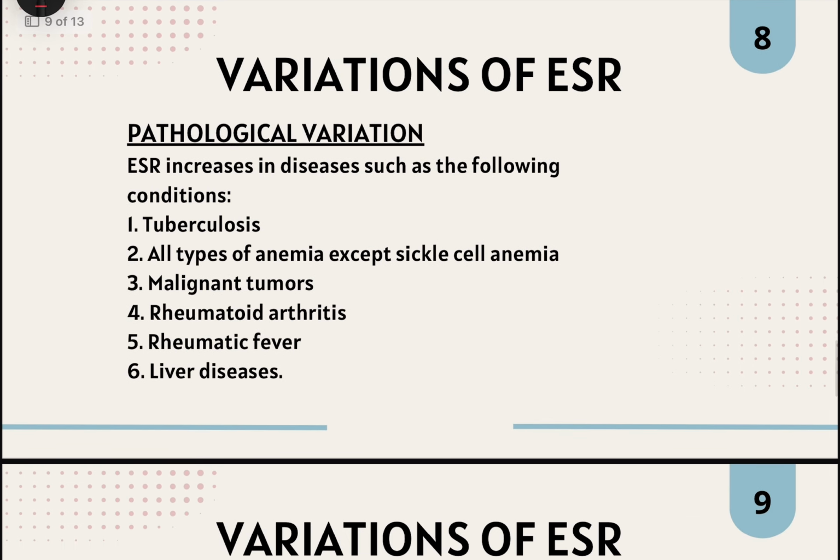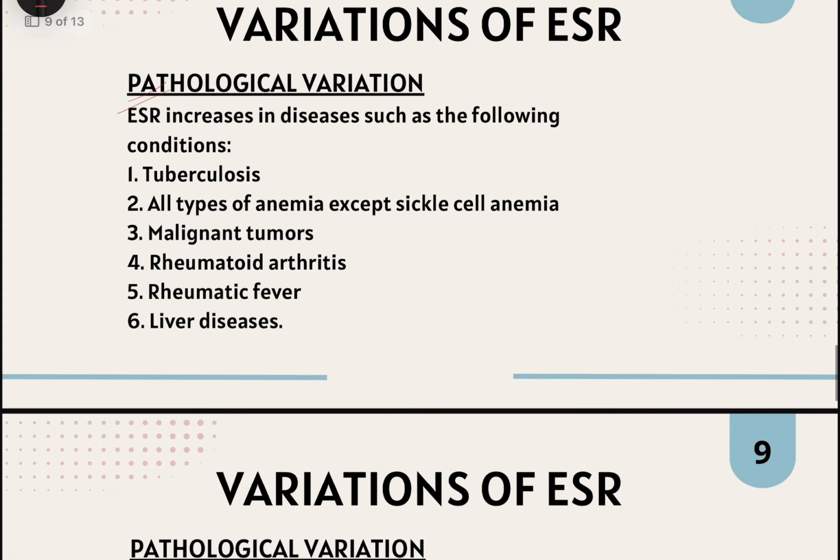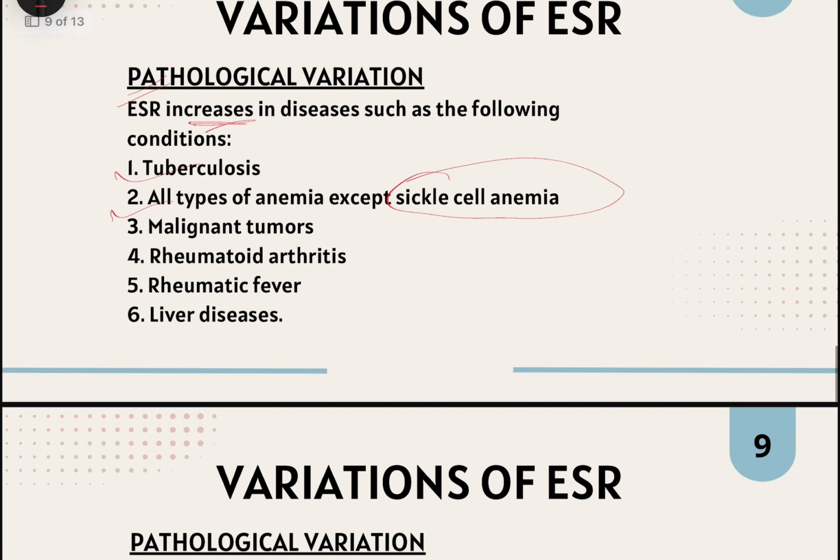Now, the pathological variation. That means the variations that we can see in certain conditions that are different from the normal physiological conditions. ESR increases in diseases such as the following: tuberculosis, all types of anemia except sickle cell anemia, because in sickle cell anemia, the explanation is opposite, there will be more viscosity and other factors. Also malignant tumors, rheumatoid arthritis, rheumatic fever, liver diseases, and others.